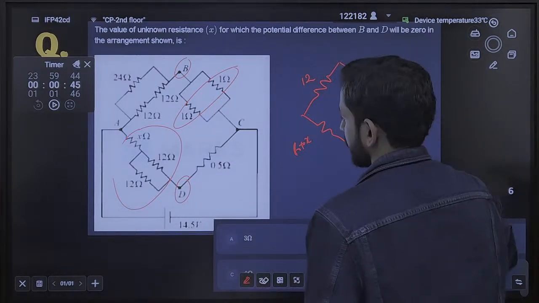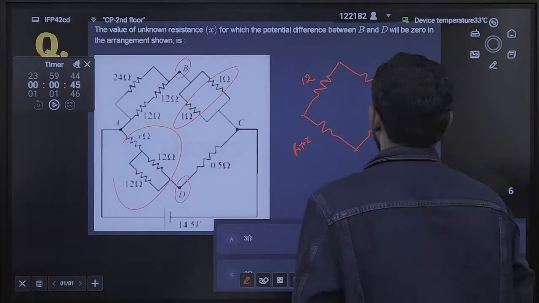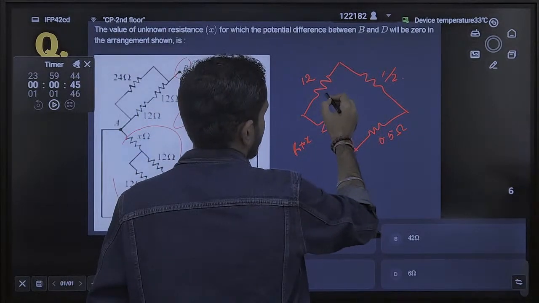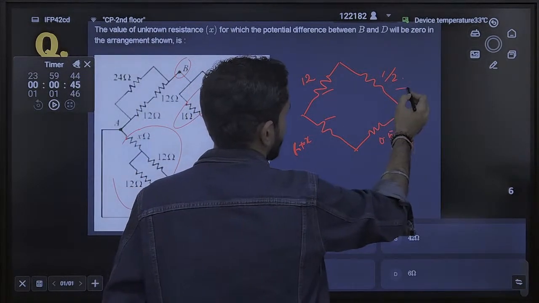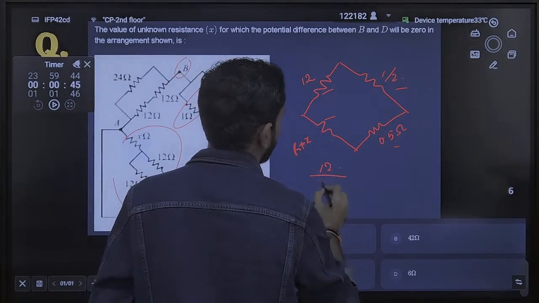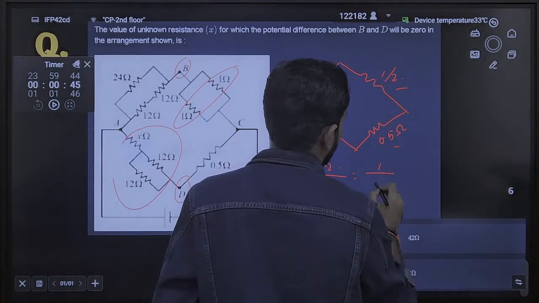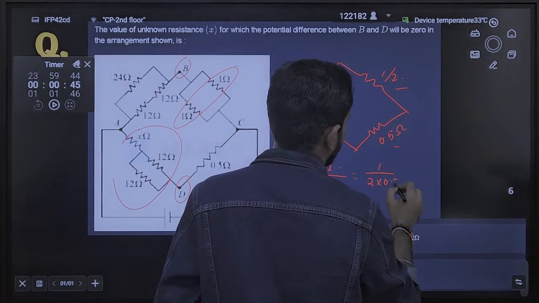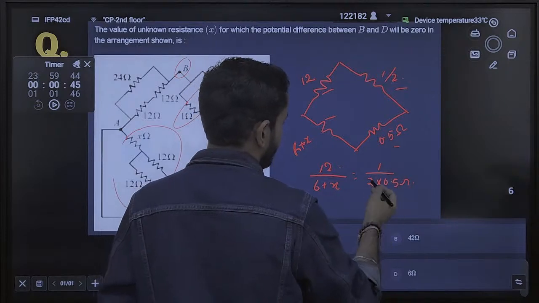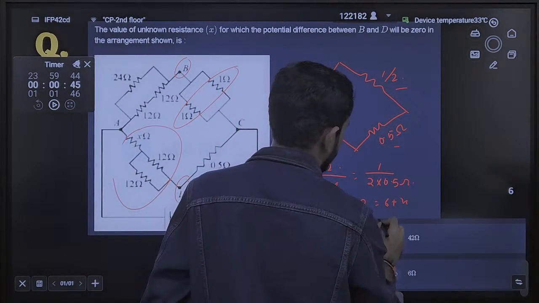And now come here. It is what? 5 ohm. Now it is our balanced Wheatstone bridge. If it is a balanced bridge, you know that the ratio of this resistance and this resistance is equal to the ratio of this one and this one. So take the ratio. 12 divided by 6 plus x is equal to half into 0.5. Okay? 0.5 into 2, that means it will become 1, and here 12 is equal to 6 plus x, that means x will be equal to 6.